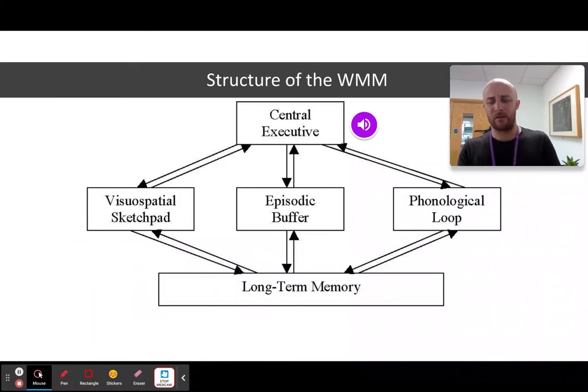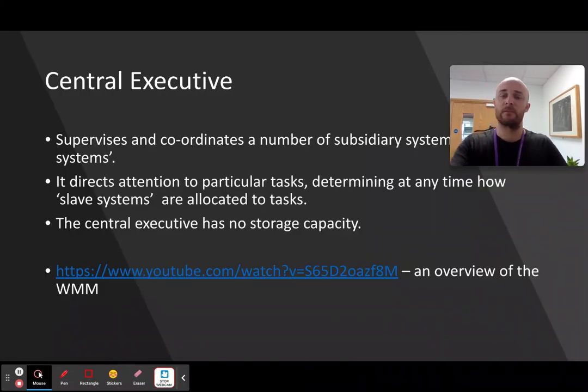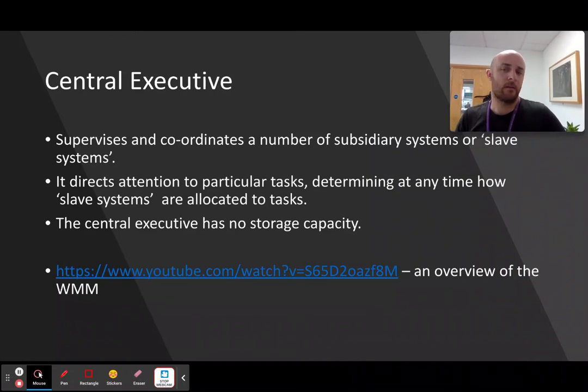It has a little bit of a capacity, but we'll go through this in a bit more detail. That, by the way, is the very basics of the working memory model. But let's go into a bit more detail. So the central executive, as it says here, supervises and coordinates a number of slave systems, in this case, at least two, the phonological loop and the Visuospatial Sketchpad, and it directs your attention to particular tasks.